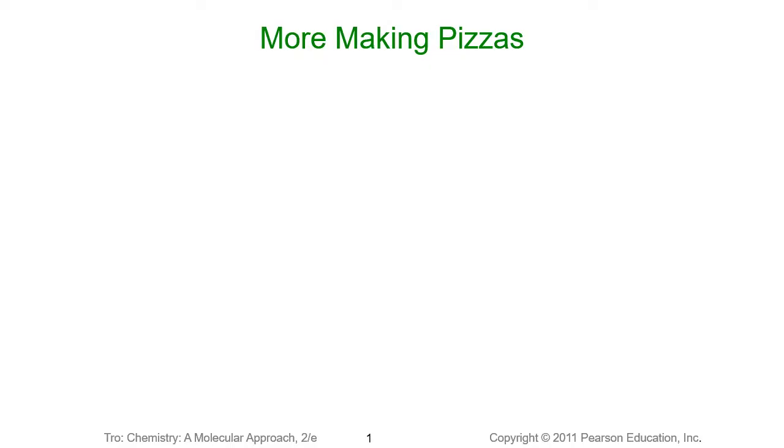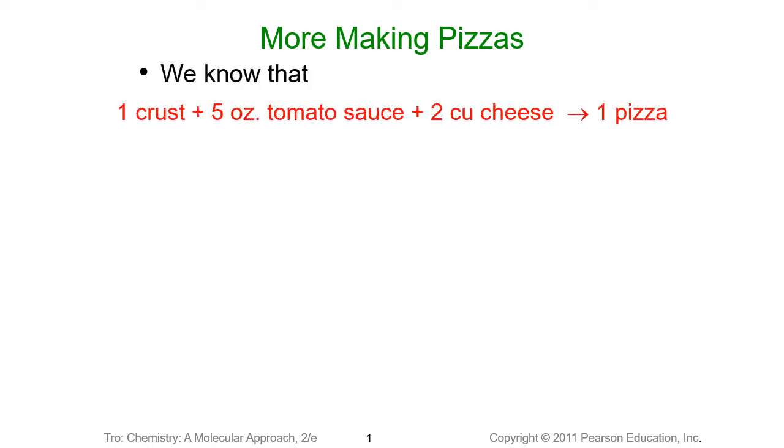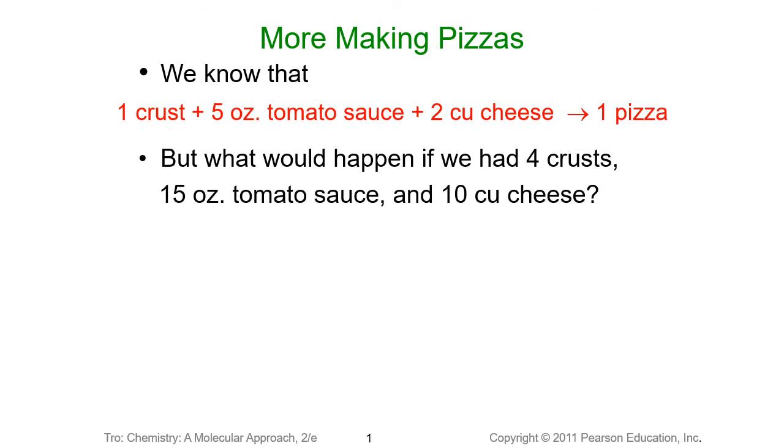Let's go back to making our pizzas. So we know that we have our recipe. But what would happen if we have different amounts of ingredients? So let's say we have 4 crusts, 15 ounces of tomato sauce, 10 cups of cheese. How many pizzas can we make?